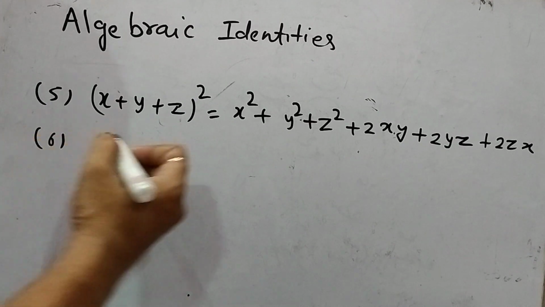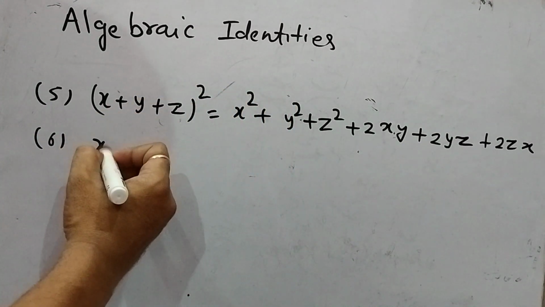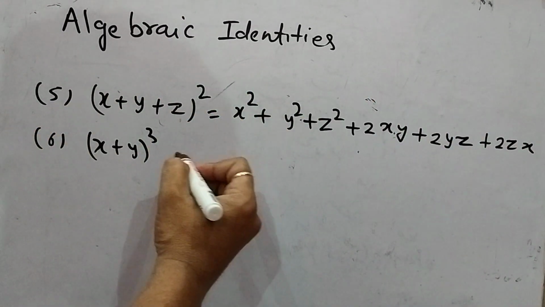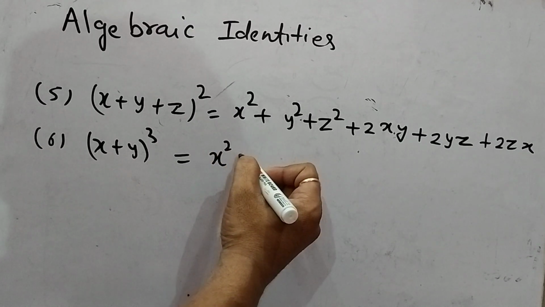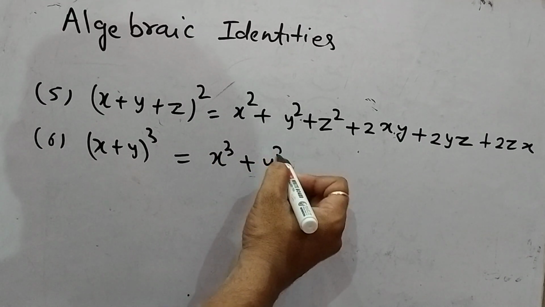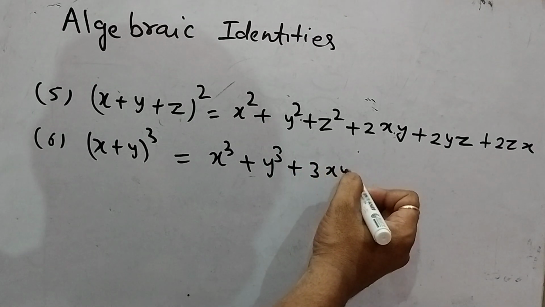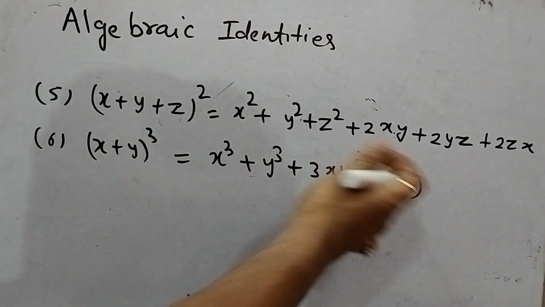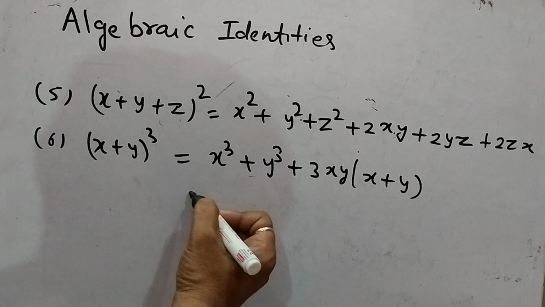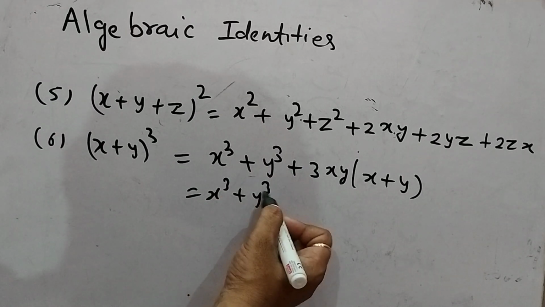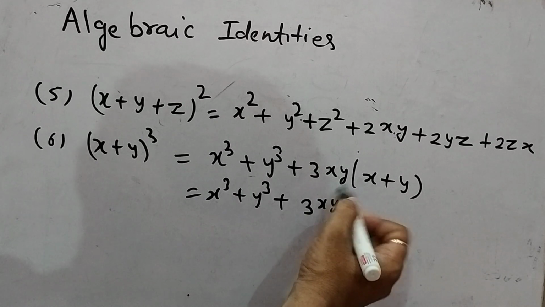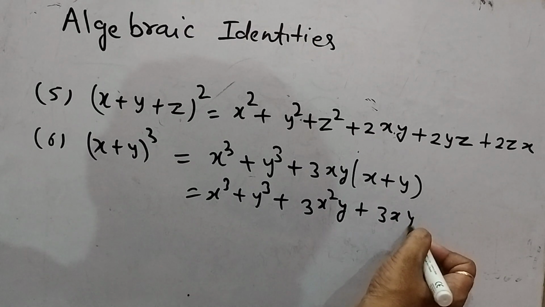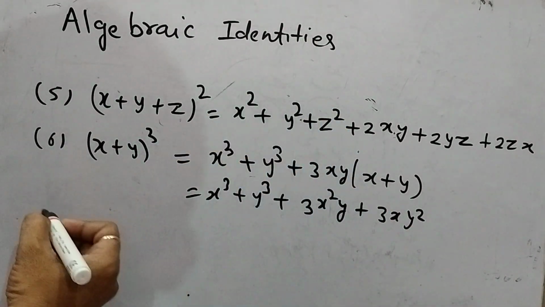Next identity is (x + y)³. These are algebraic expressions, so this is x³ + y³ + 3xy(x + y). Definitely we can further express it in this form: x³ + y³ + 3x²y + 3xy². So in both ways you can learn.